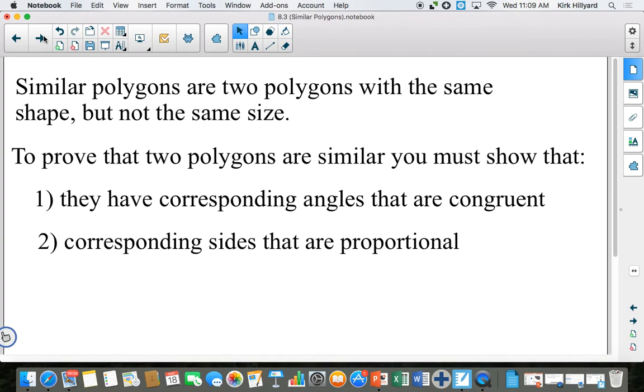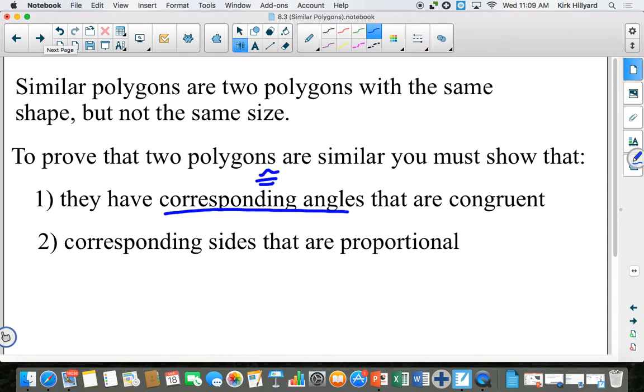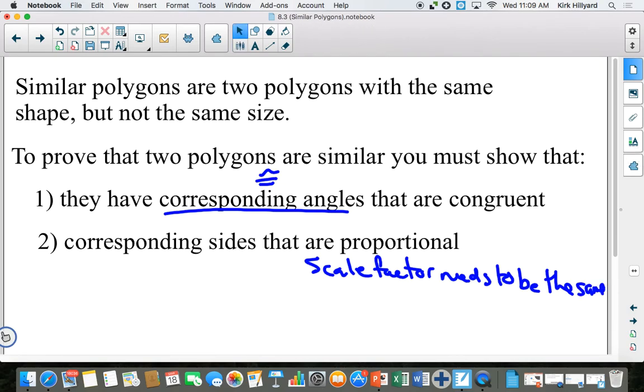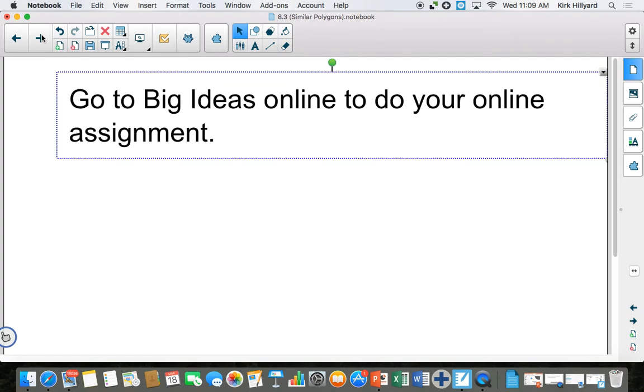And then similar polygons, this is just to kind of wrap things up. It says to prove that 2 polygons are similar, you must show that they have corresponding angles. Remember, the corresponding angles need to be congruent, and the corresponding sides are proportionate. Okay, that means that the scale factor needs to be the same. So the scale factor needs to be the same on the sides, and you can set those ratios up and solve those. Hopefully that helps.